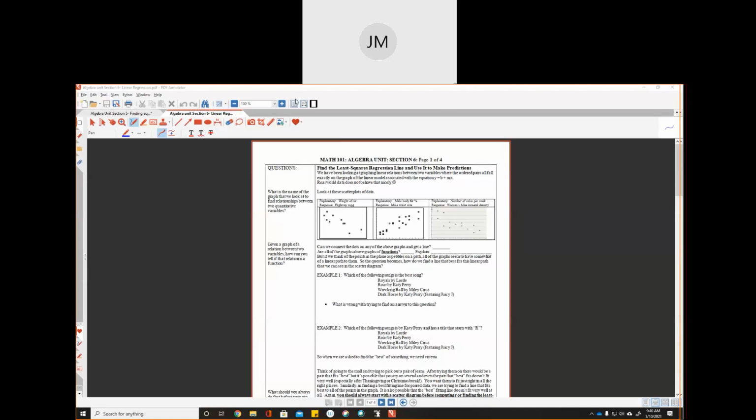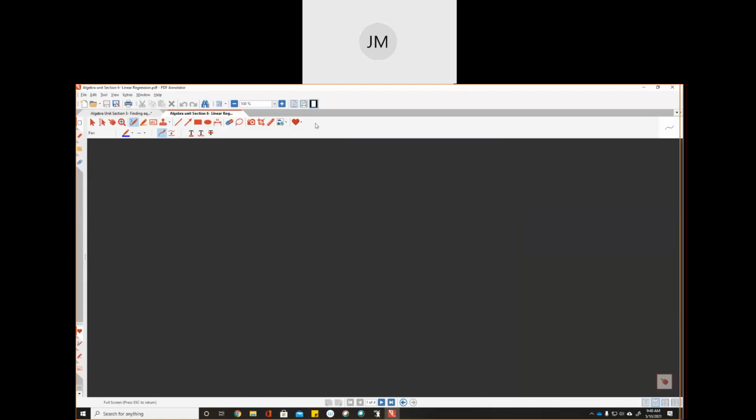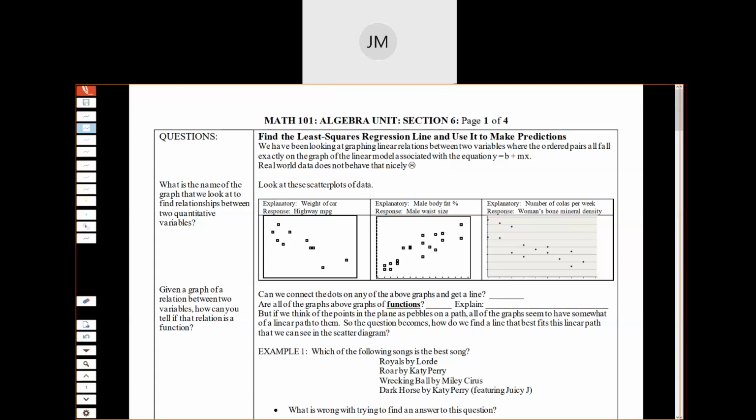So now let's look at our section 4.6 on linear regression. Regression is kind of a big word, and if I just use the word regression in everyday language, it doesn't seem like it has the same meaning that we're using it for here.